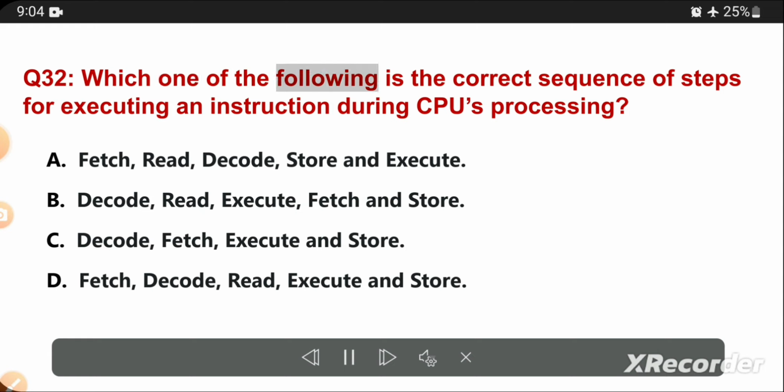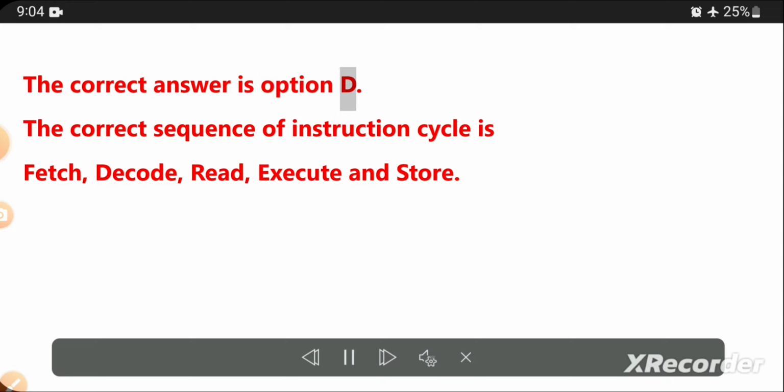Q32. Which one of the following is the correct sequence of steps for executing an instruction during CPU's processing? Fetch, read, decode, store and execute. Decode, read, execute, fetch and store. Decode, fetch, execute and store. Fetch, decode, read, execute and store. The correct answer is option D. The correct sequence of instruction cycle is fetch, decode, read, execute and store.